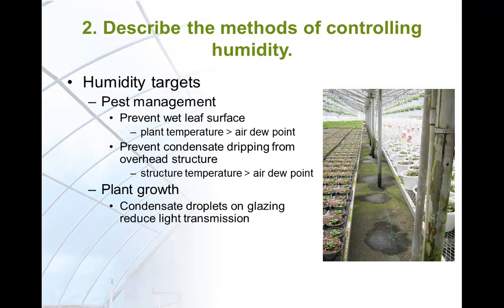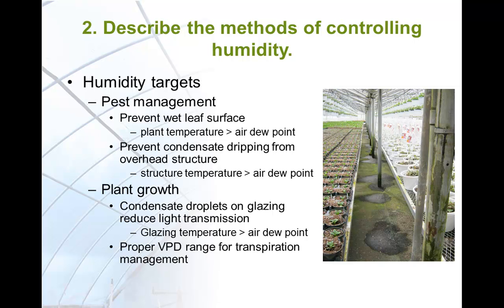And for plant growth, we want to optimize the amount of light transmitted through the glazing material. Thus, we want to minimize the amount of droplets of condensate that form on the glazing material. And to do this, again, the glazing temperature should be warmer than the air dew point. We also want to have the best VPD range for transpiration management, so the plant can be in an ideal environment for its gas exchanges for the highest photosynthetic efficiency.